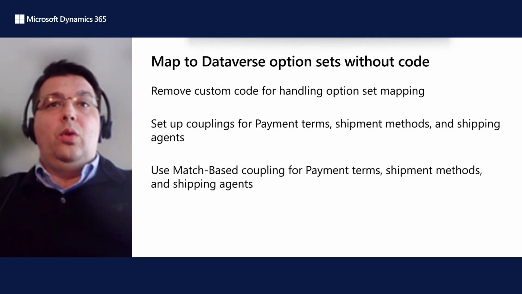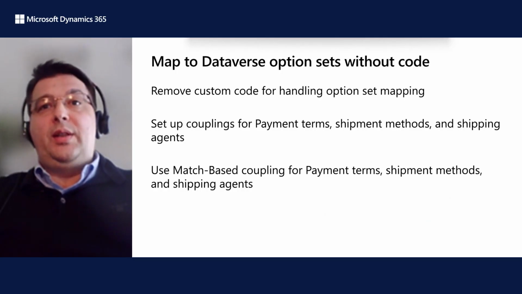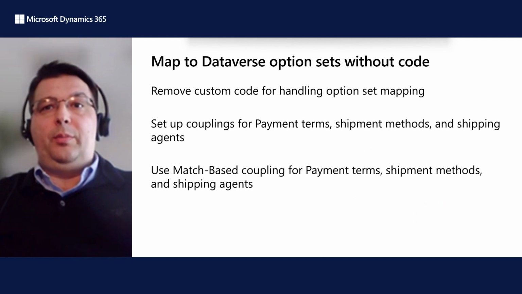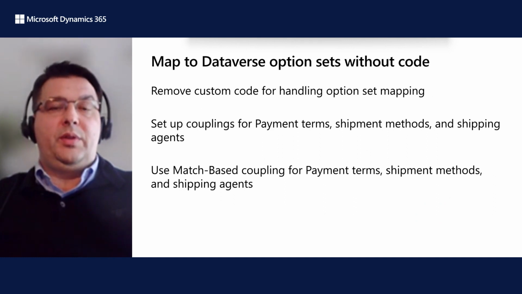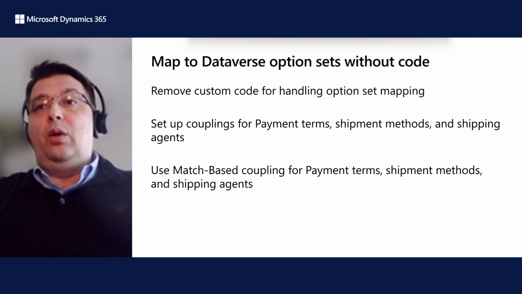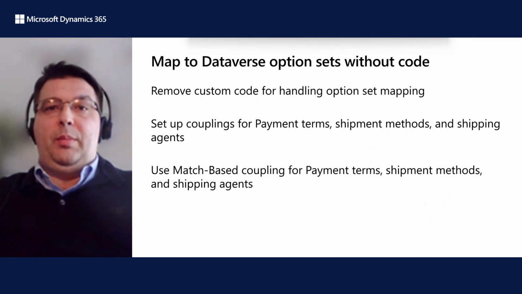On the Business Central side, payment terms, shipping agents, and shipment methods are data, and on the Dataverse side, the option sets that these represent are part of metadata. So if you enable the map option sets in Dataverse without code feature in feature management, you will no longer need to do code customizations to synchronize payment terms, shipment methods, and freight terms. Payment terms, shipment methods, and shipping agents are now handled through standard integration table mappings.